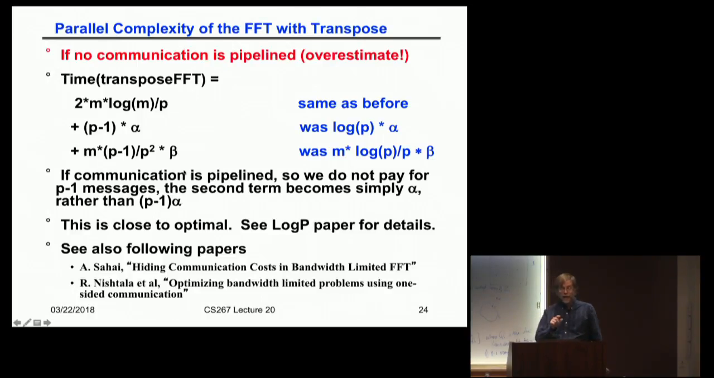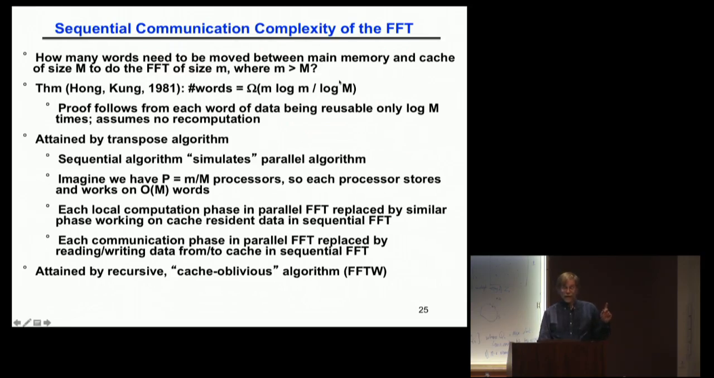Okay, so that's the parallel complexity of the FFT. And I'm going to claim this hits a lower bound. And I'm going to tell you a theorem. I'm not going to prove it. And the theorem actually started in the sequential case. And so I'm going to tell you what the lower bound theorem is in the sequential case, and then claim I can hit this lower bound by having a sequential algorithm simulate the parallel algorithm I just showed you.